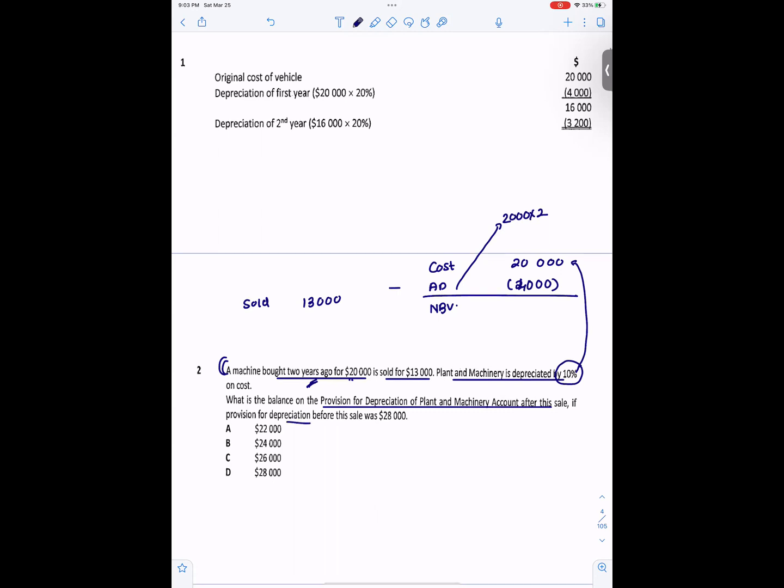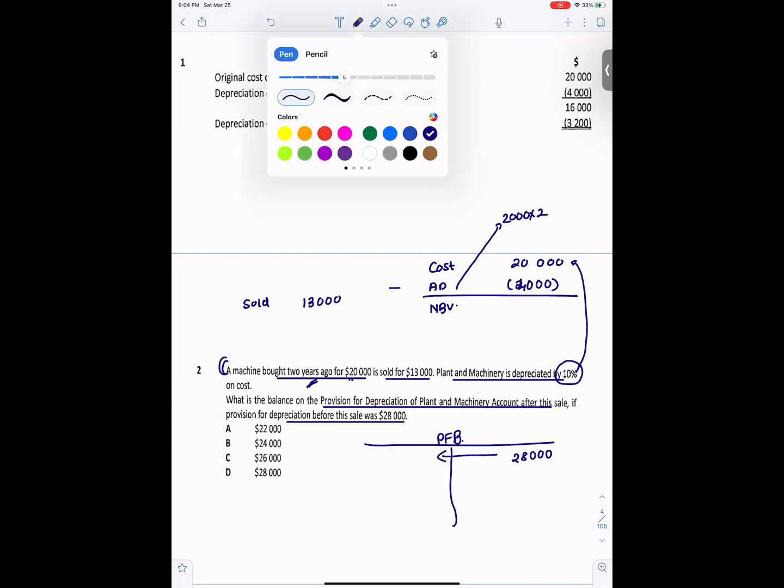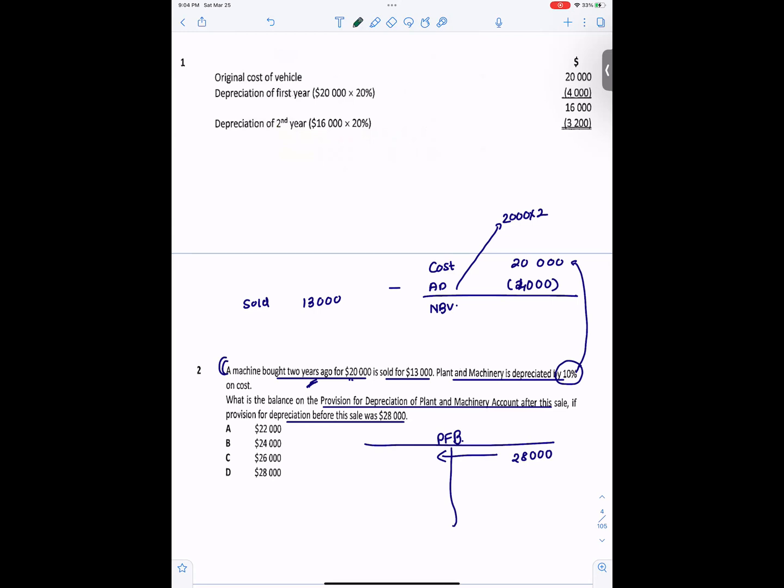What is the balance of provision for depreciation of plant and machinery account after this sale, if the provision for depreciation before the sale was 28,000? Now listen to me. What balance does the provision for depreciation account have, debit or credit? Credit. So 28,000 will be on the credit side. And if you're disposing the asset, the depreciation of the asset that you're disposing goes on the debit side.